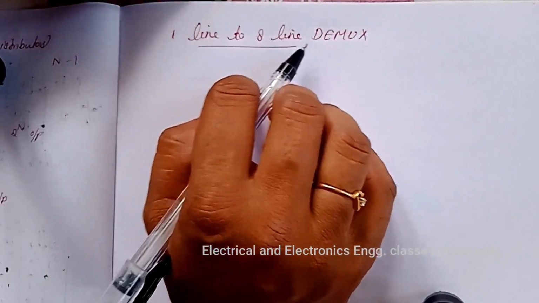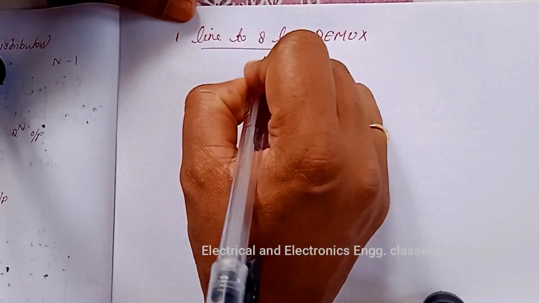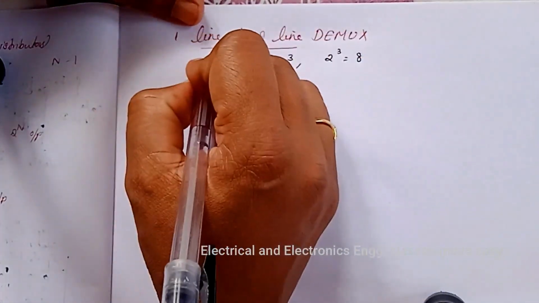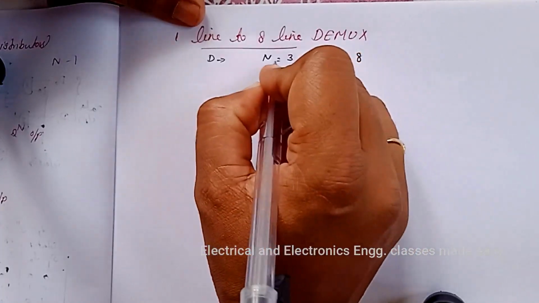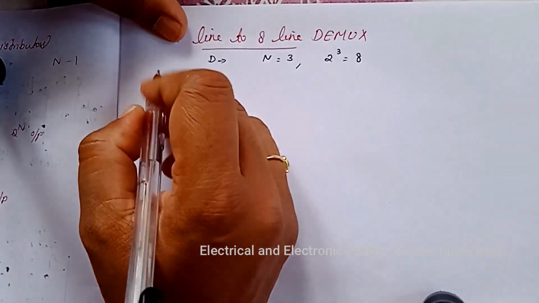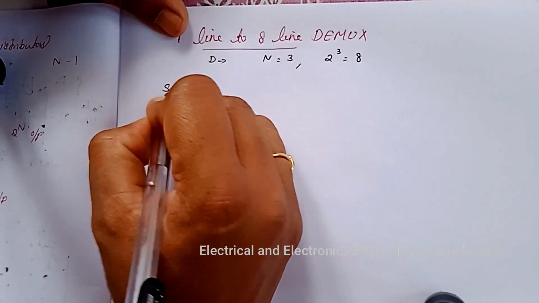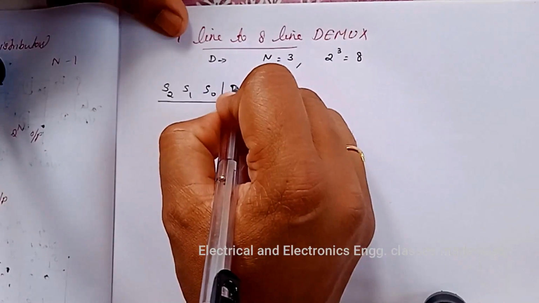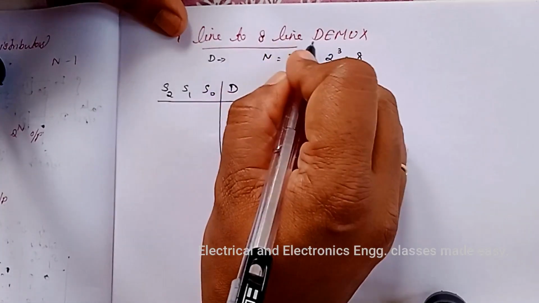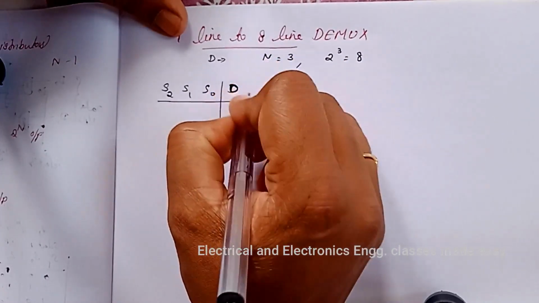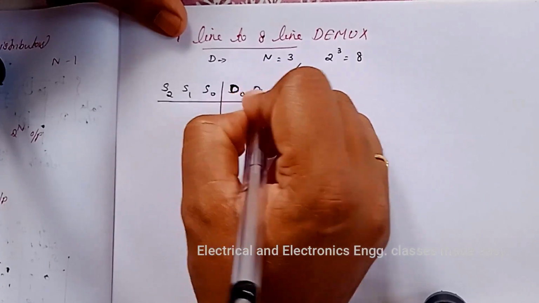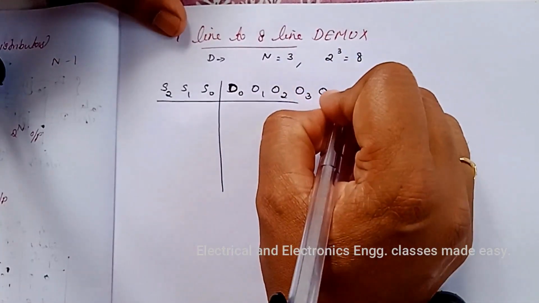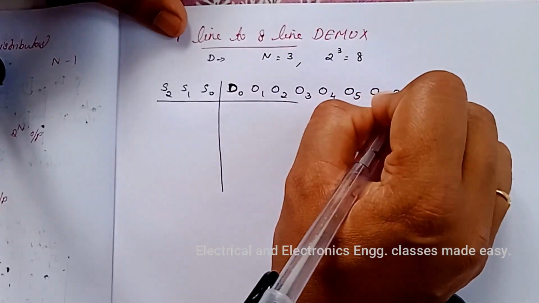Next is 1 line to 8 line demultiplexer. So here the select inputs are 3, and there will be 2 raised to 3, that is 8 output lines, and the data input D will be transmitted to the output line according to the select input. So we can draw the function table or truth table, that is select inputs will be S2, S1, S0, and the data outputs are D. So here 8 lines, so we can write O0, O1, O2, O3, O4, O5, O6, O7.